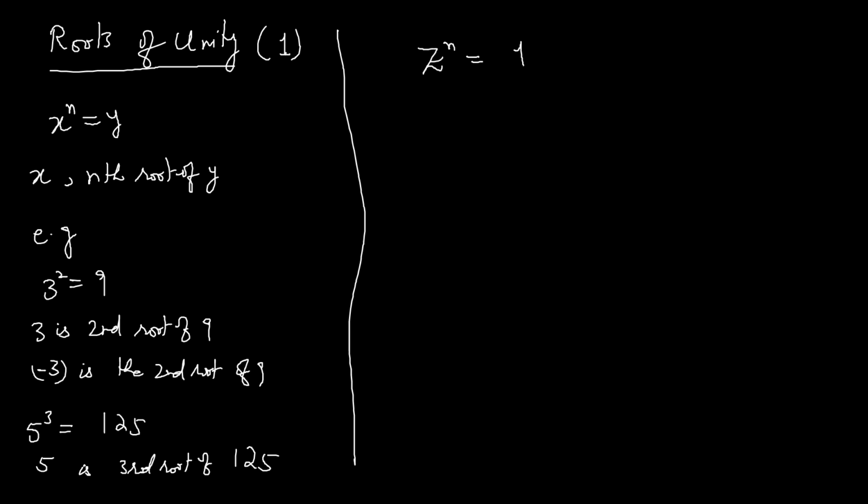In the same way, our topic today is to find the numbers z such that z raised to power n is equal to 1. Any such z which satisfies this equation is called an nth root of unity.